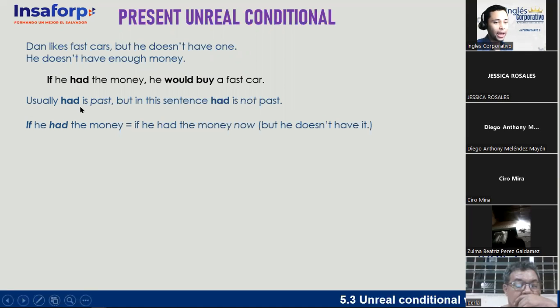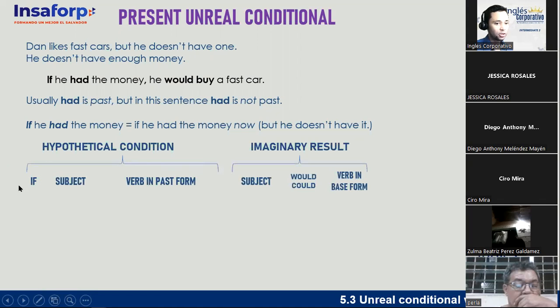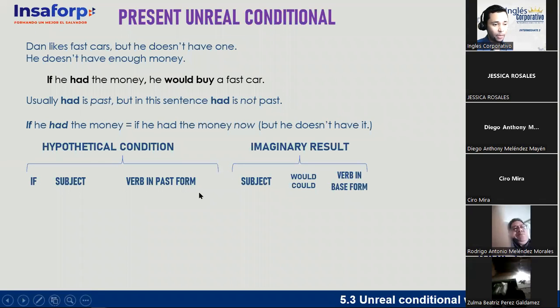So usually had is past, but in this sentence, had is not past, it's the present. If he had the money means if he had the money now, but he doesn't have it. So conditional sentences basically have two parts. I want you to take a look. First, there is a hypothetical condition, and then there is an imaginary result, okay? In the hypothetical condition, you have to use if, then the subject, and the verb in the past.